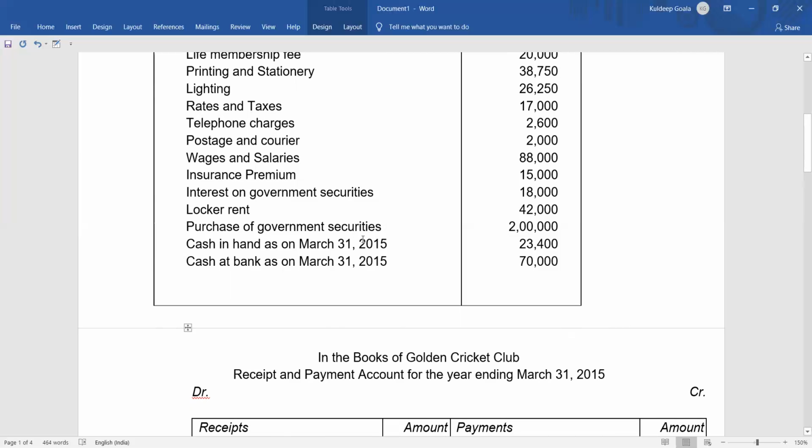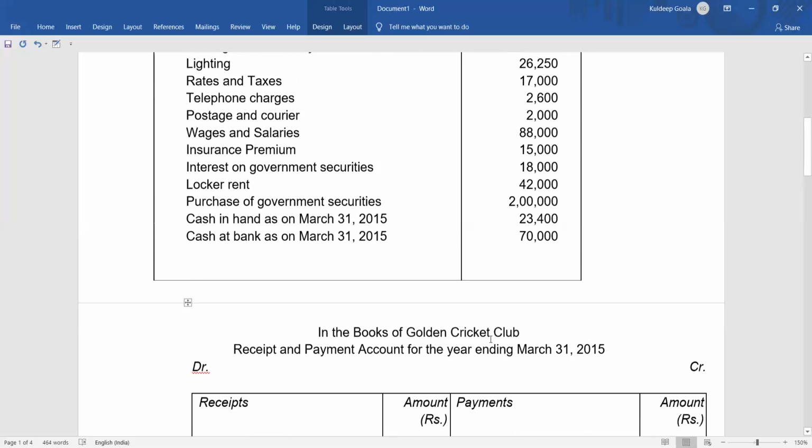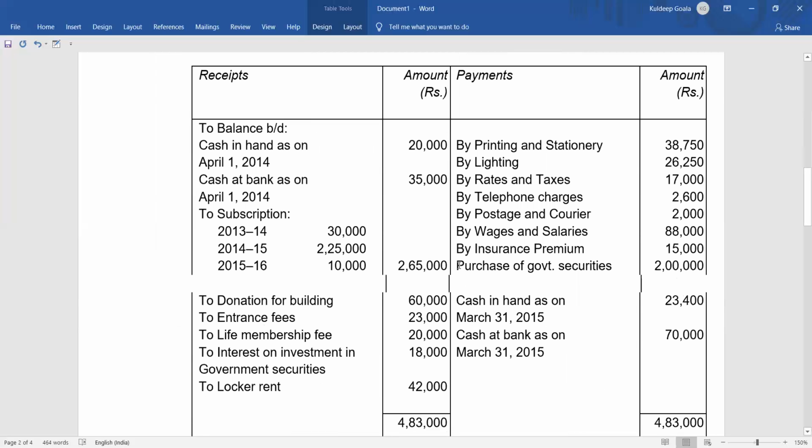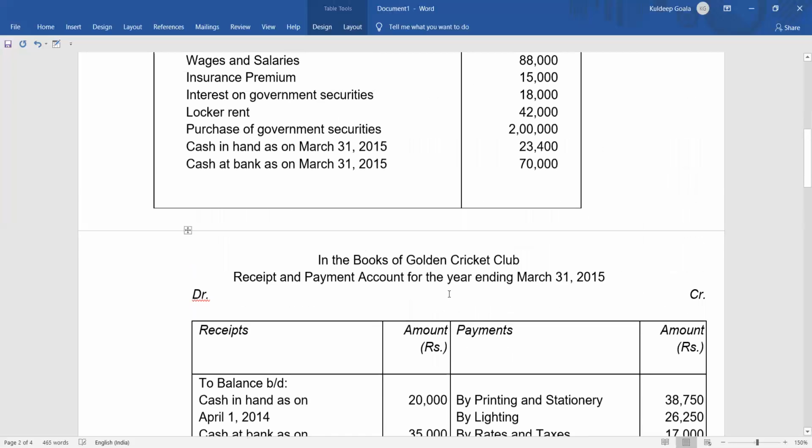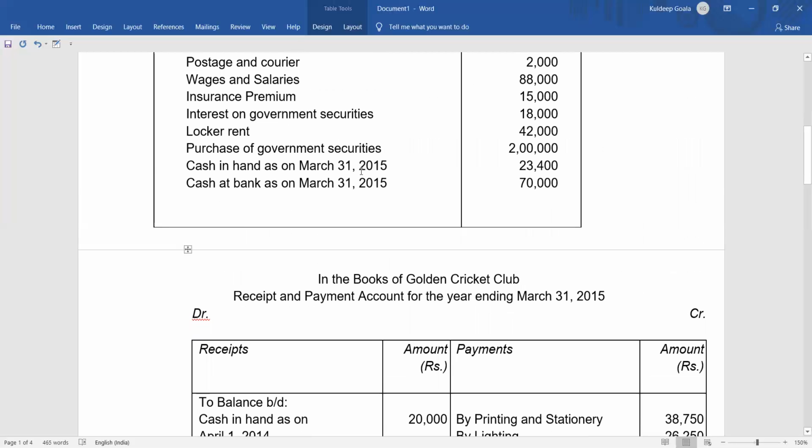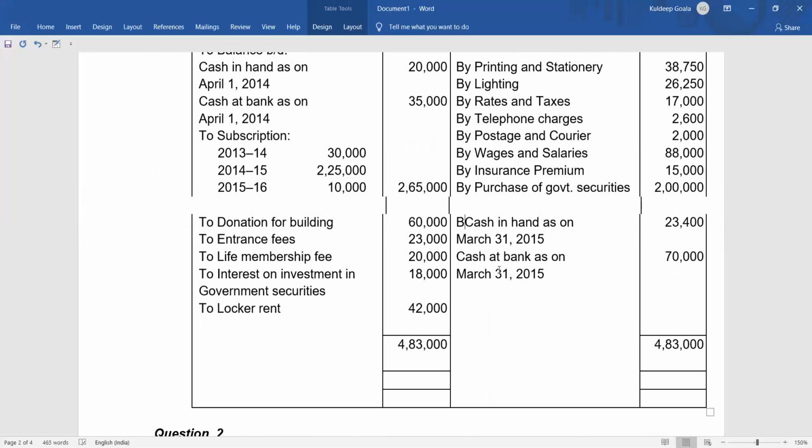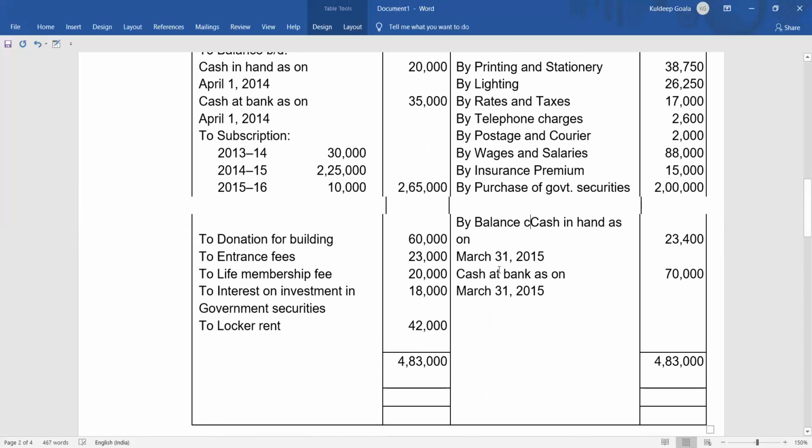The next item is purchase of government securities. So it will be coming as by purchase of government securities 2 lakh. Then coming to the final item, that is cash in hand as on 31st March 2015, 23,400, and cash at bank on 31st March 2015 is 70,000. So it will be coming as by balance carried down. It is cash in hand as on 31st March 2015 as 23,400 and cash at bank as on 31st March 2015 as 70,000.